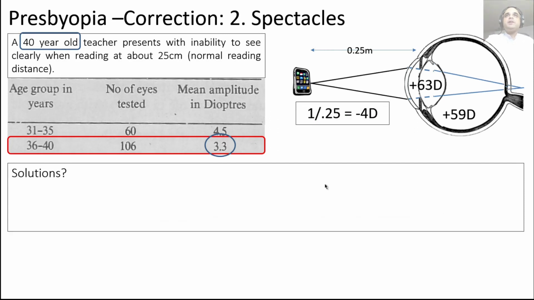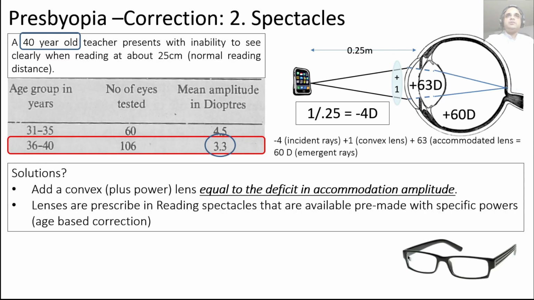The most common way of doing it is using spectacles. What we need to do is add power to the eye. Which of these lenses was adding power? Obviously, it's the convex lens. So we put a convex lens, and the power of the convex lens would depend upon the deficit in accommodative amplitude, which in this case is 1. So we put a +1 convex lens in a spectacle, and this person would be good to go. So the power equals the deficit in accommodative amplitude of whatever the patient requires.